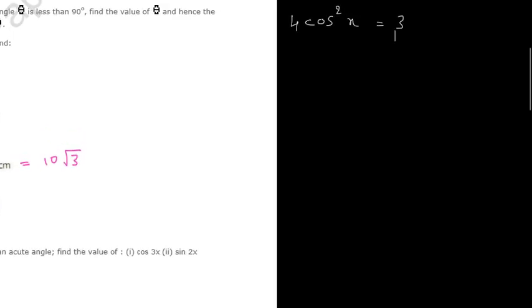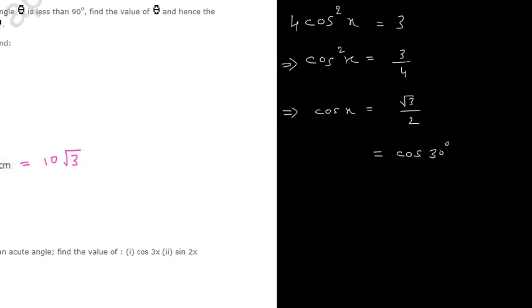So here cos square x, from this I will get cos square x is equal to 3 upon 4. This implies that cos x is equal to, I will take square root on both the sides, so this becomes root 3 upon 2. Now root 3 upon 2 is the value of cos 30 degree. So from here I will get the value of x as 30 degree.